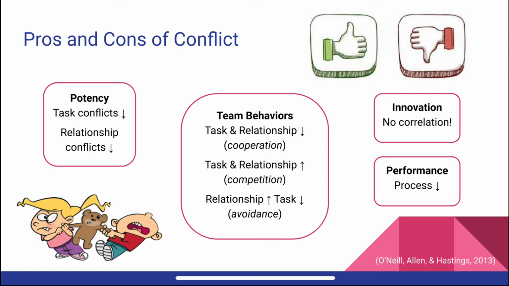In terms of team behaviors, task and relationship conflicts generally diminished a team's cooperation while improving competition. For avoidance behaviors between team members, increased relationship conflict naturally increases avoidance while task conflict decreased it. And for innovation, no significant correlation was found between any type of conflict and the innovation of a team, despite the finding that mild to moderate task conflict appeared to improve team decision-making and significant task conflict harmed it.